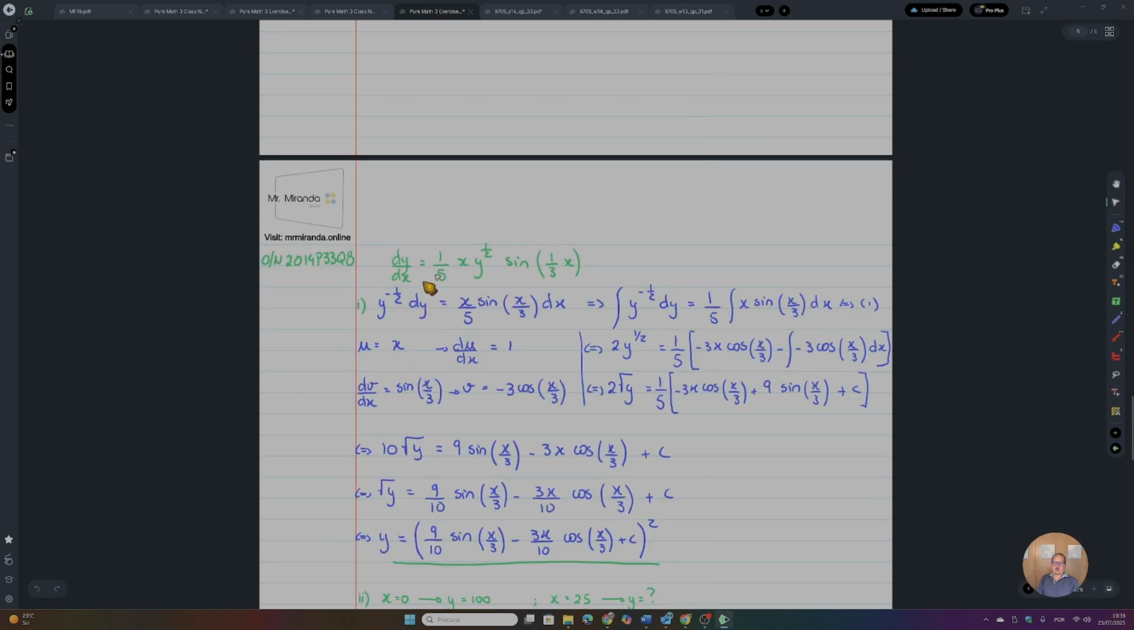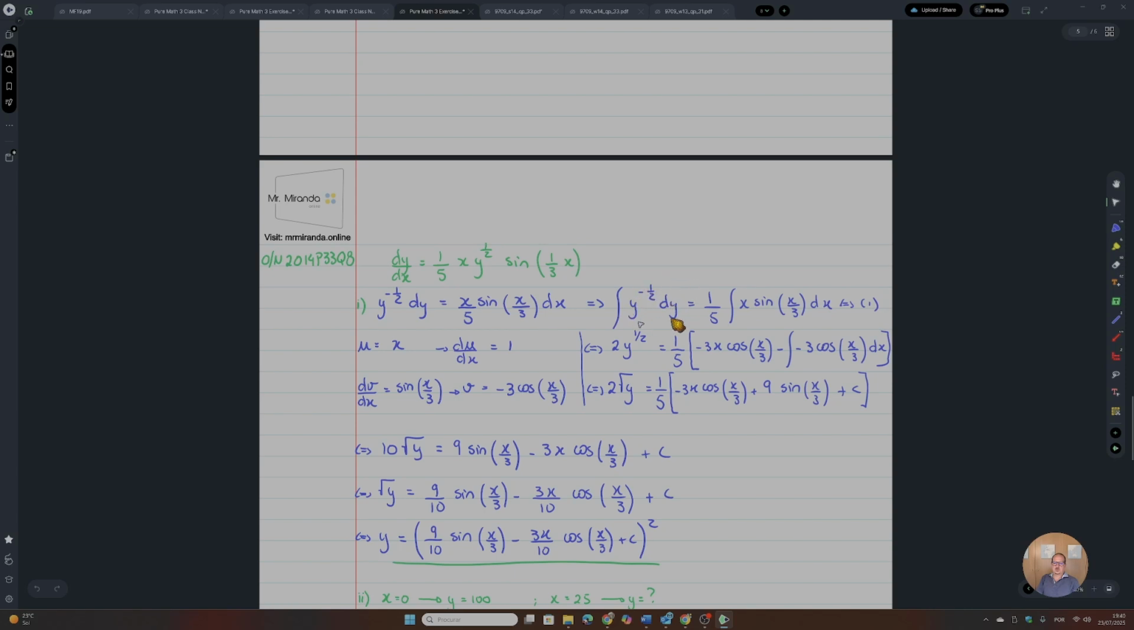Okay, so you have this huge expression. Again, you solve this by putting everything with y on one side and everything with x on the other side. This implies moving this to this side, and it will become y to the power of minus 1/2. The dx goes to the other side. Now it's time to integrate both sides. I already pushed the 1/5 outside of the integral sign on this side, okay?